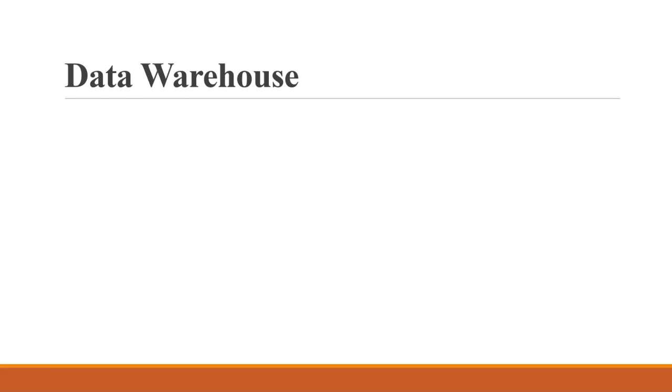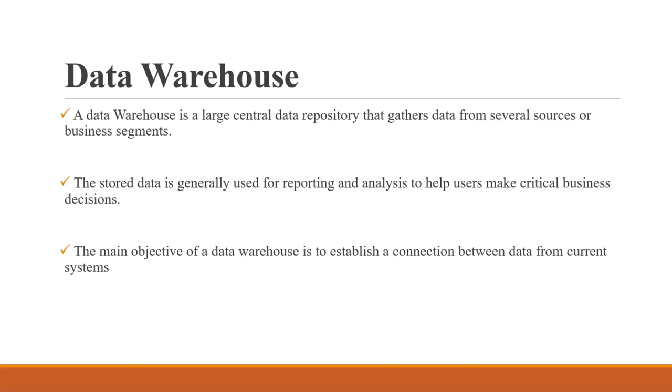The second one is data warehouse. A data warehouse is a large central data repository that gathers data from several sources or business segments. The stored data is generally used for reporting and analysis to help users make critical business decisions. The main objective of a data warehouse is to establish a connection between data from current systems.